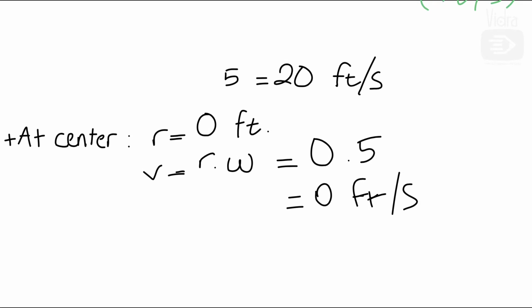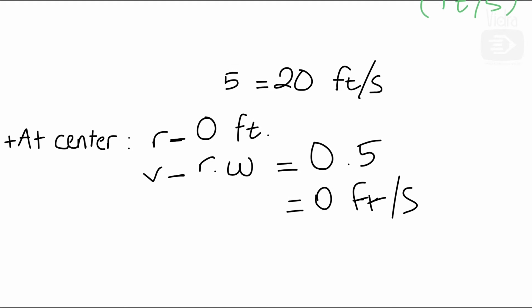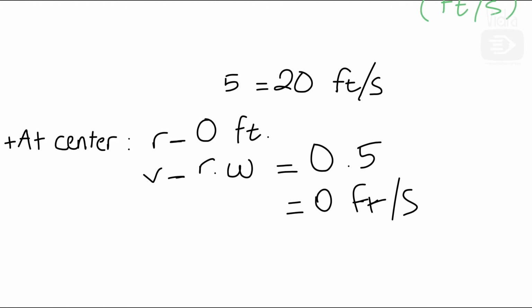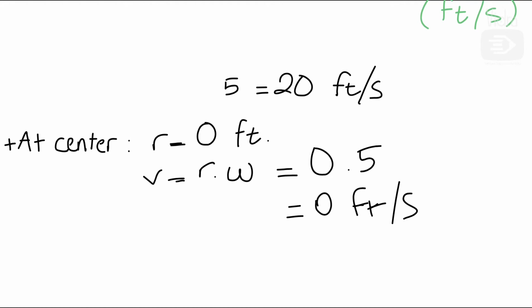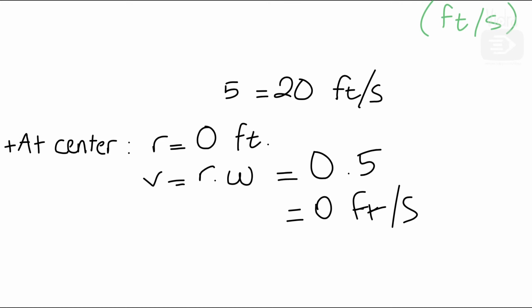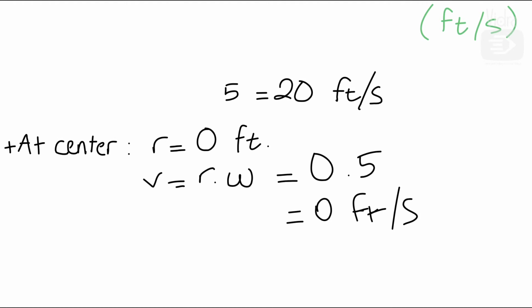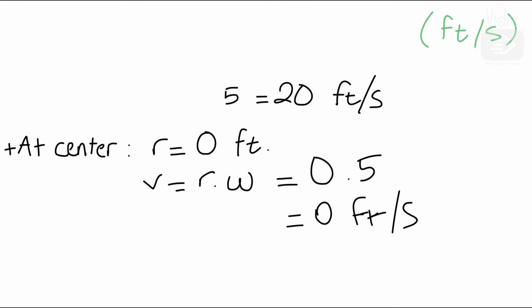Question B. What is the linear velocity in feet per second at the tip of the blades, at the center of the propeller? At the tip, radius equals 4 feet. Linear velocity equals radius times angular velocity equals 4 times 5. So the answer is 20 feet per second.